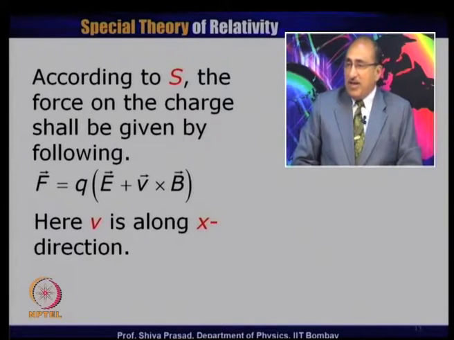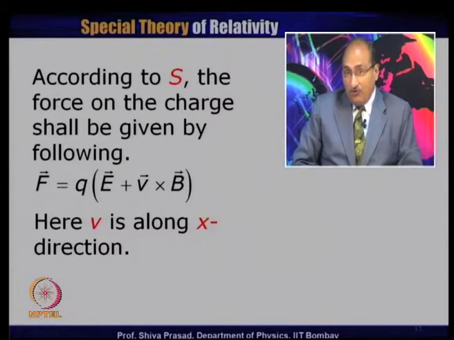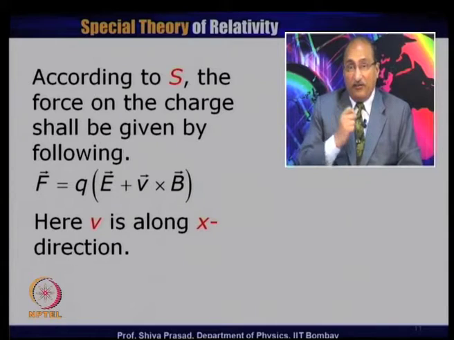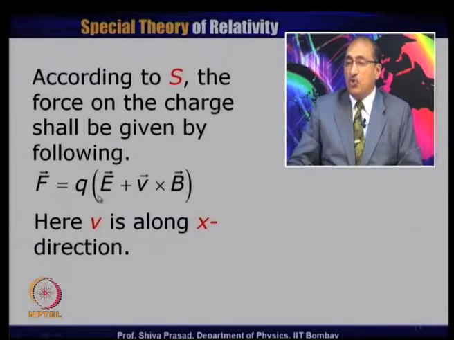So, let us go to the next transparency. As I say, according to S, the charged particle is not at rest, therefore it would experience a magnetic force also, not just the force because of the electric field, but also the force because of the magnetic field. That force will be given by F = Q(E + V cross B), and this V of course is along the x direction and its magnitude is equal to the relative velocity between the frames. That is what I have written.